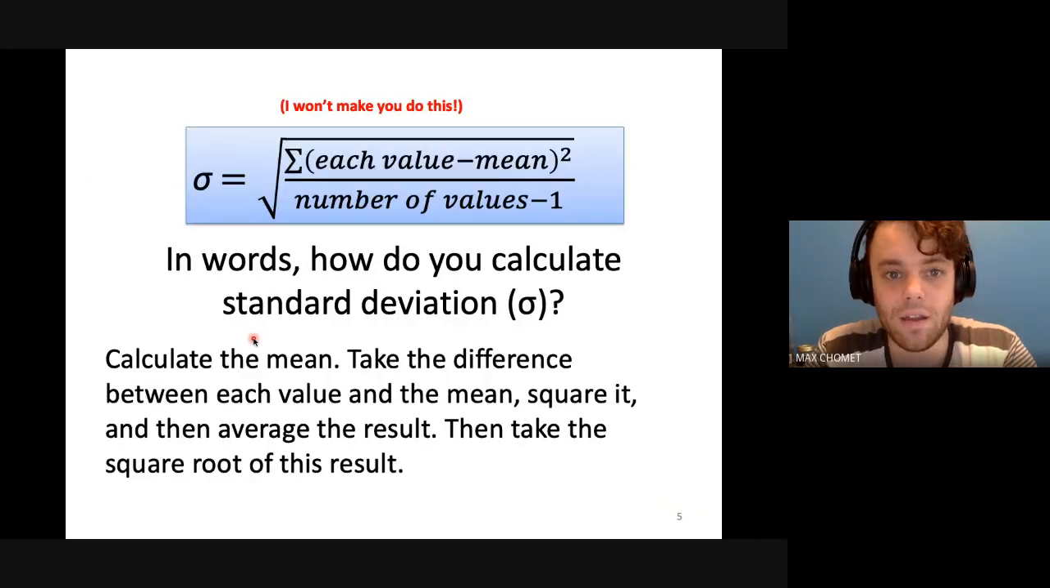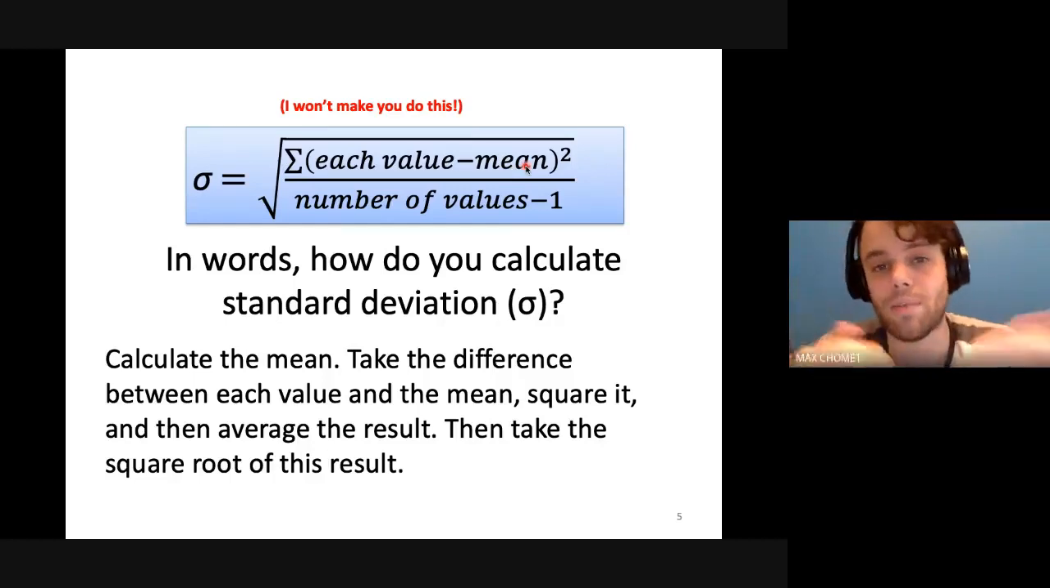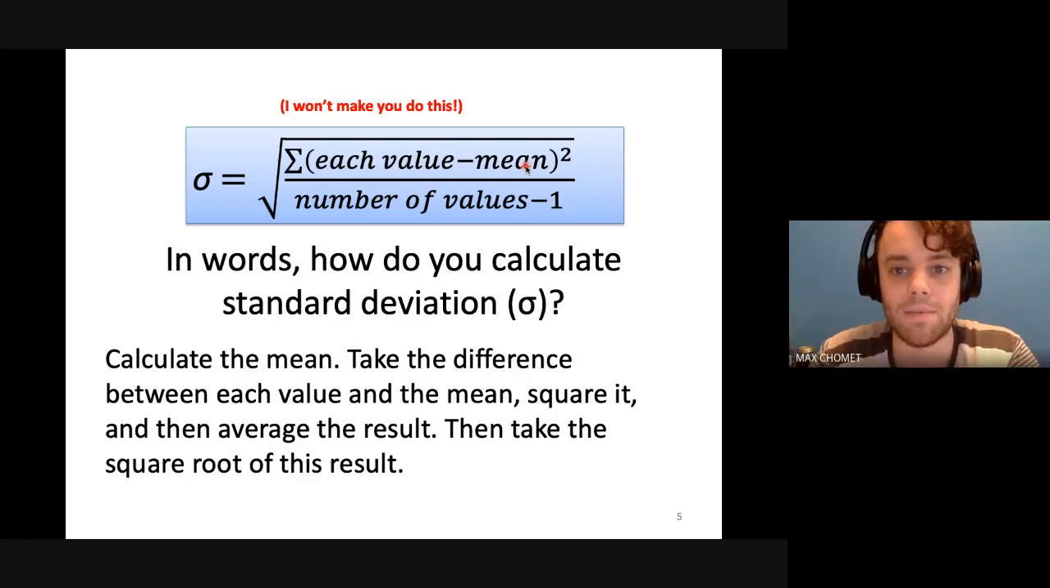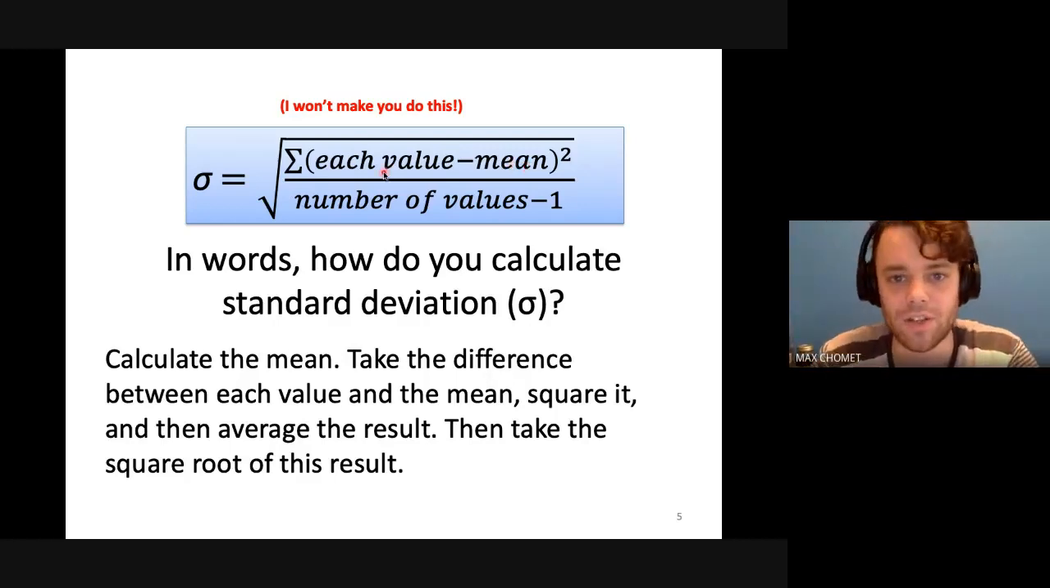I will never make you do this math, but just for those of you who are interested, this is actually how it's calculated. And it's calculated a lot like an average, where you take the difference of each value from the mean, how far away each one is, and you square them and then add them all up, and then divide by the number of numbers, and then take a square root. It's calculated very much like an average, right? So think of this as like the distance from each value from the middle, and then you're dividing by the number of values. Same way you do an average.